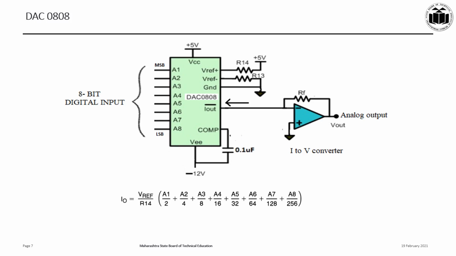The output current generated by the DAC 0808 is given as V reference upon R14, which gives us the reference current, multiplied by A1 by 2 plus A2 by 4 plus A3 by 8 plus A4 by 16 plus A5 by 32 plus A6 by 64 plus A7 by 128 plus A8 by 256. Thus, the output voltage generated by the I to V converter is output current multiplied by the feedback resistance.